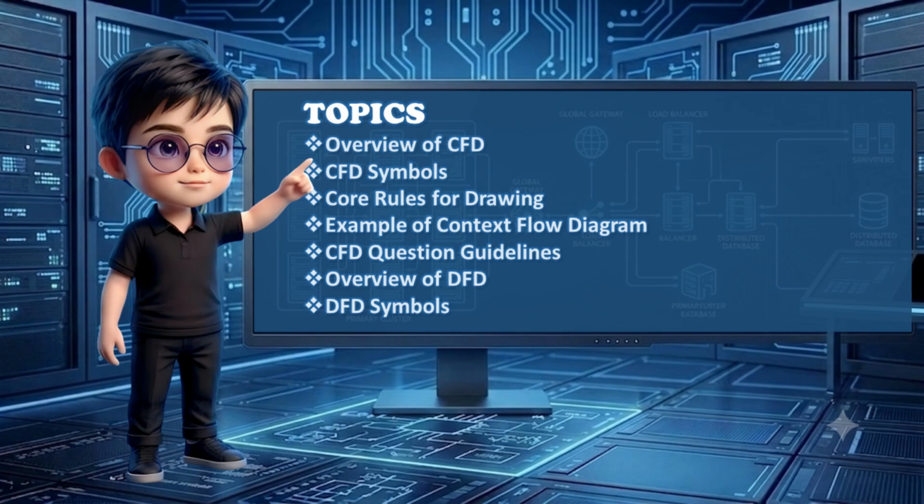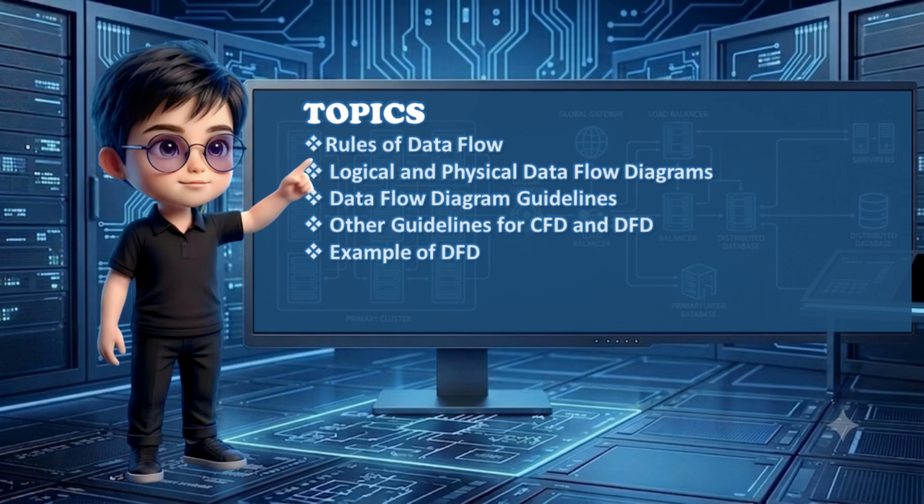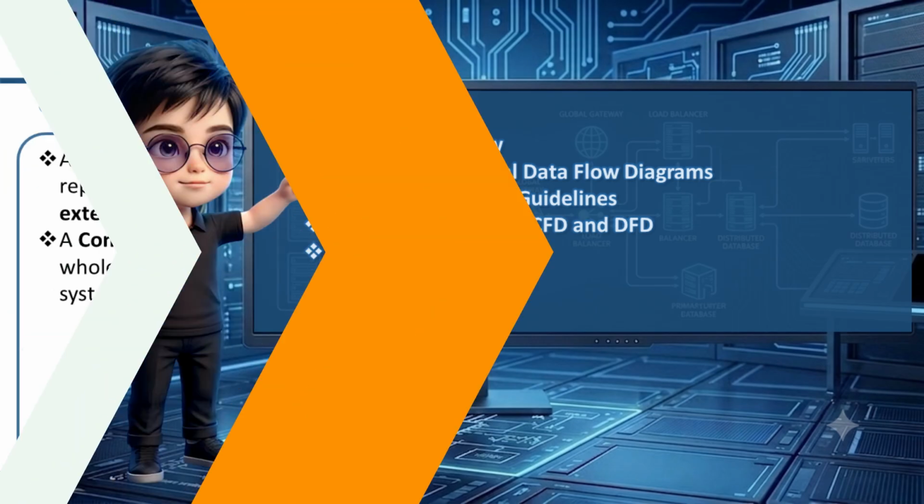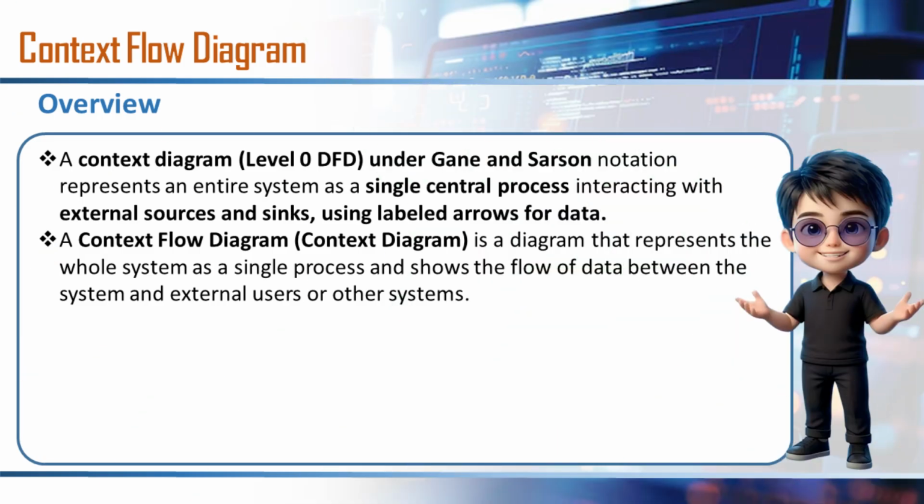A context flow diagram, CFD, is used at the beginning of system analysis to provide a high-level view of the system, showing its boundaries, external entities, and the flow of information between the system and its environment. A data flow diagram, DFD, is used to analyze and document how data enters, moves through, is processed, stored, and exits the system. In simple terms, the CFD shows the system's external interactions, while the DFD shows how data flows within the system. Let us repeat the overview of CFD and DFD.